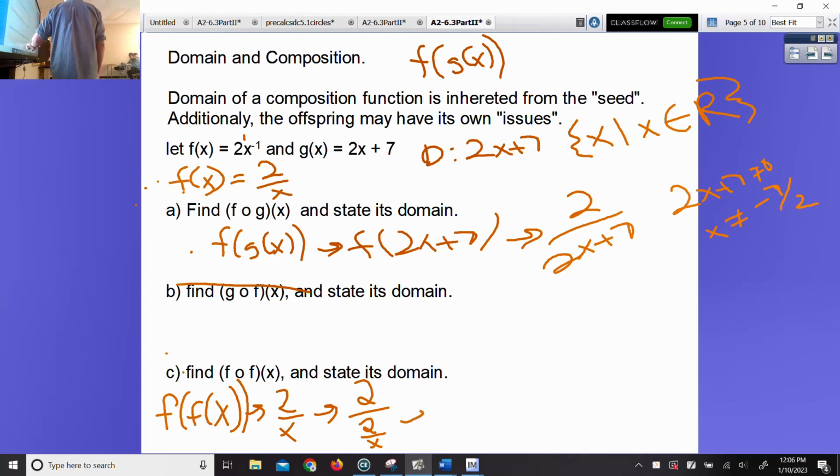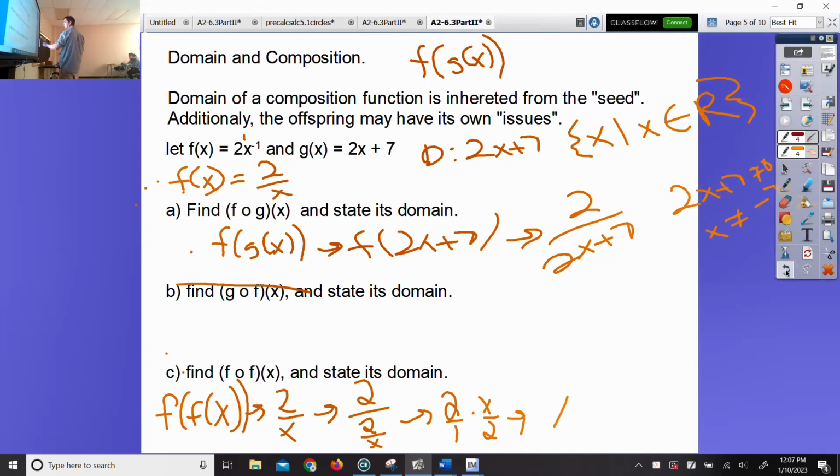To divide by a fraction, you multiply by its reciprocal. This becomes 2 over an understood 1 times x over 2. What did we have to look like? Okay, let me erase that. I was hoping you'd go a step farther. Shame on me for assuming. Becomes a 2x over a 2, which looks like x.